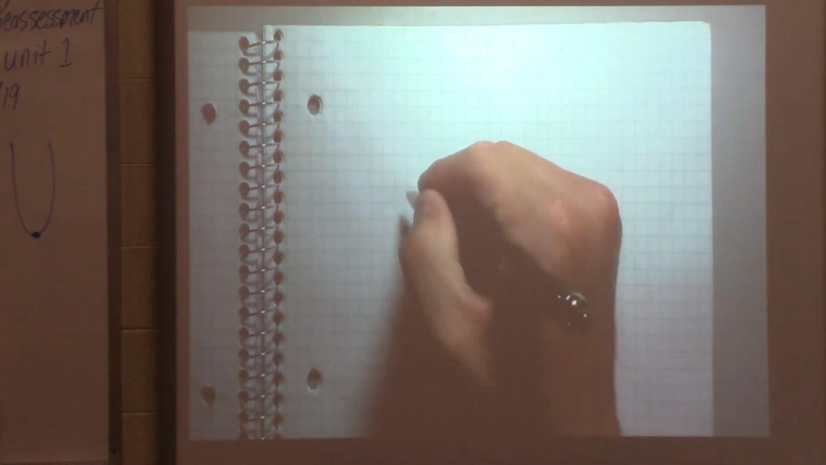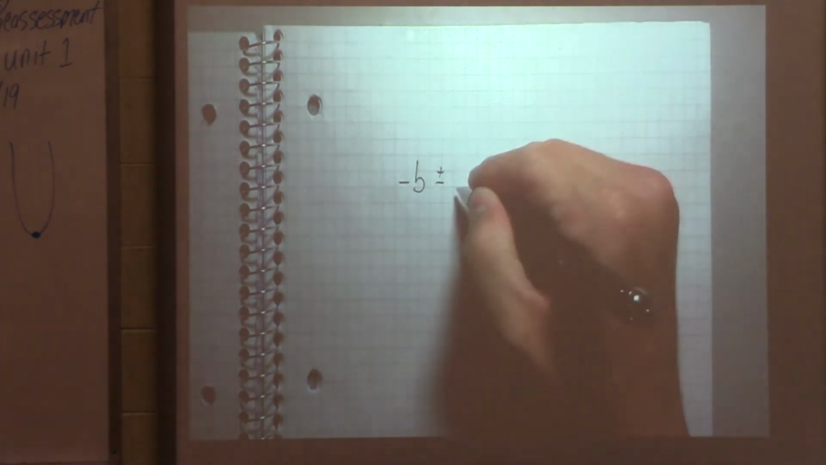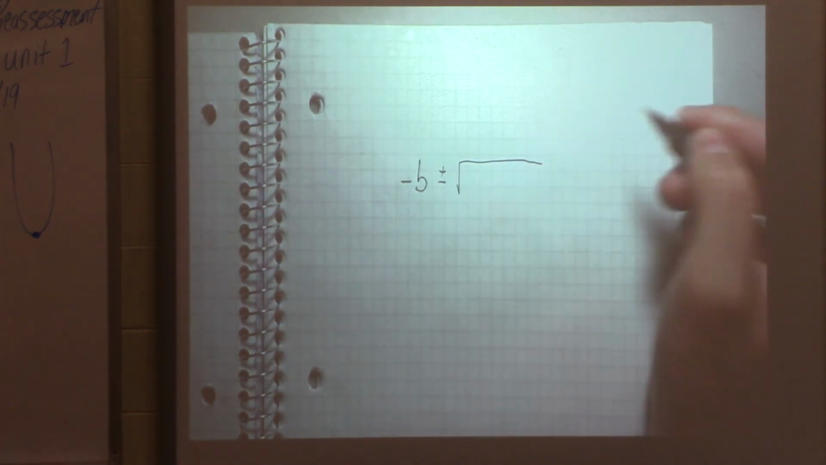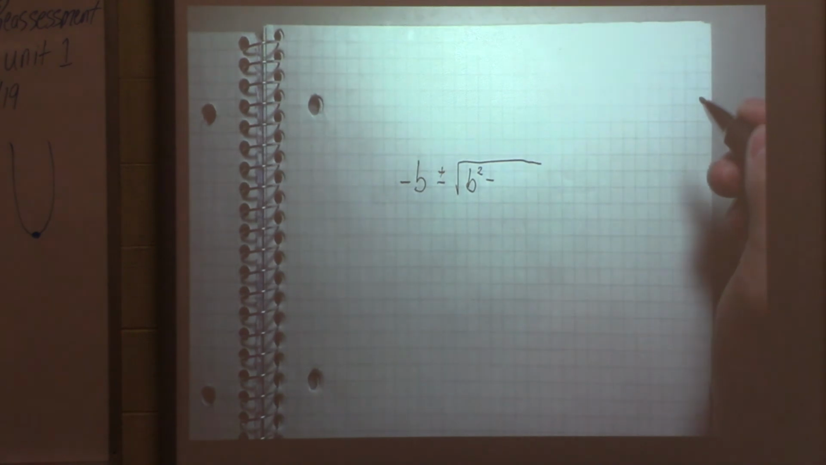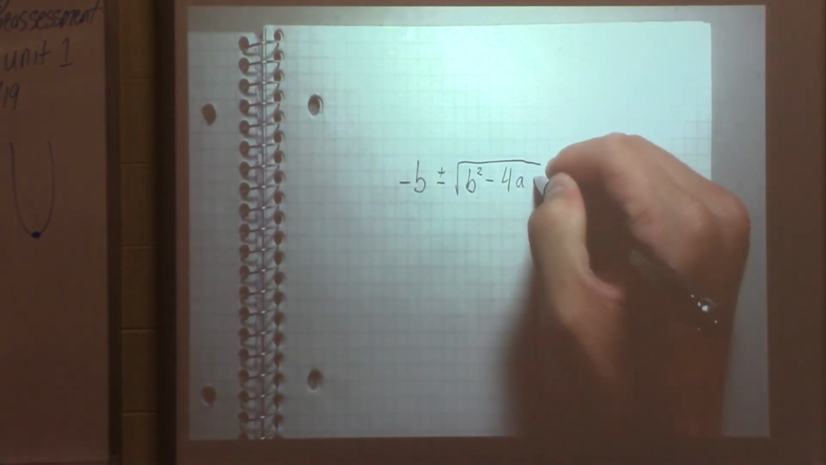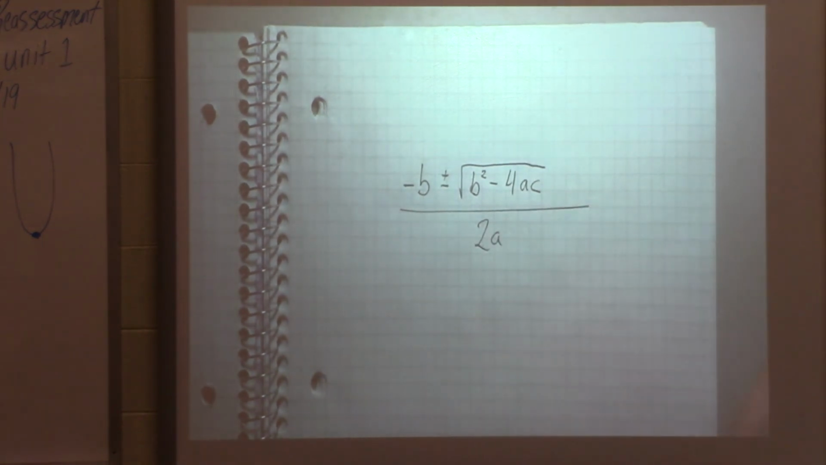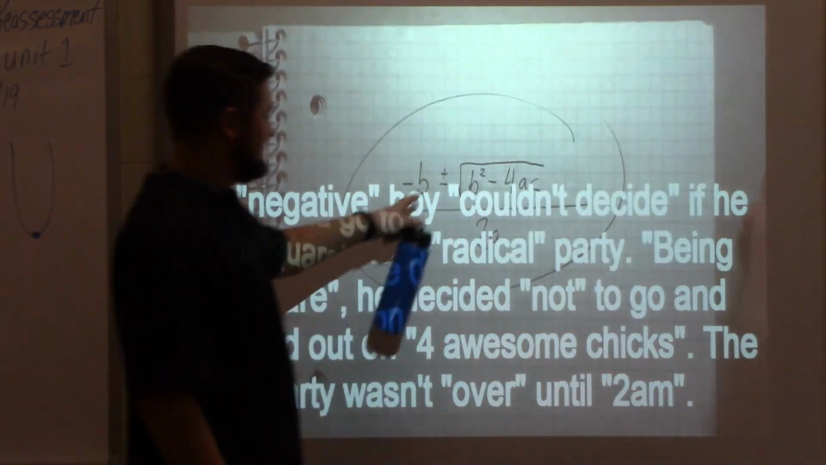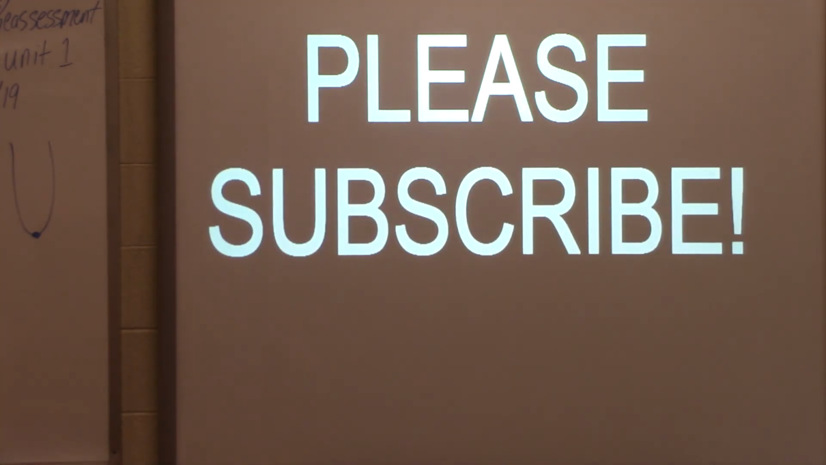Ready for this? A negative boy couldn't decide whether he should go to a radical party, but being square, he decided not to go. He missed out on 4 awesome chicks. The party was not over until 2 a.m. Boom. Quadratic formula. So that was actually the most popular version that students saw last year.